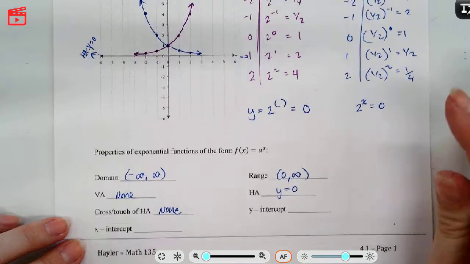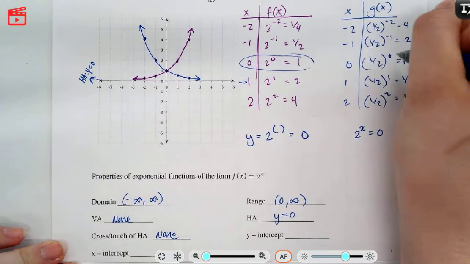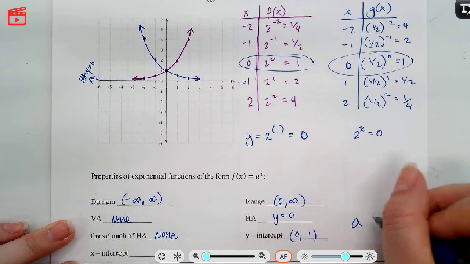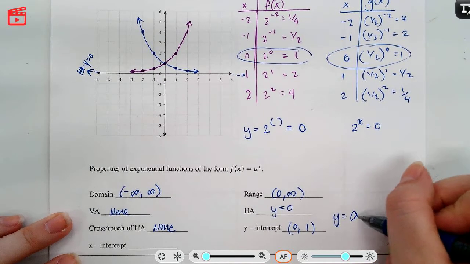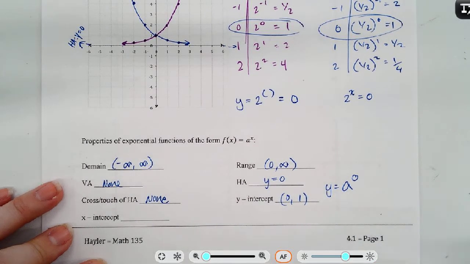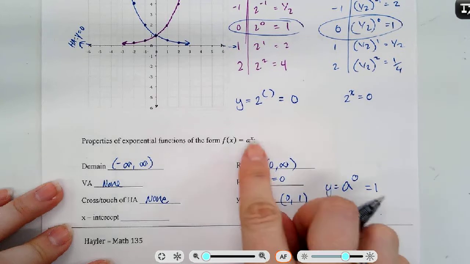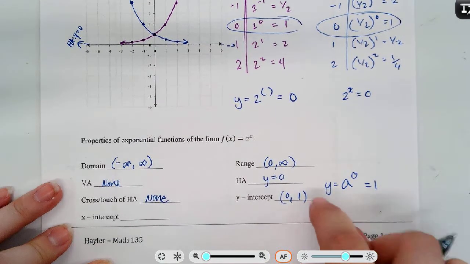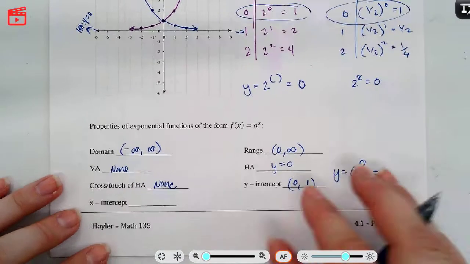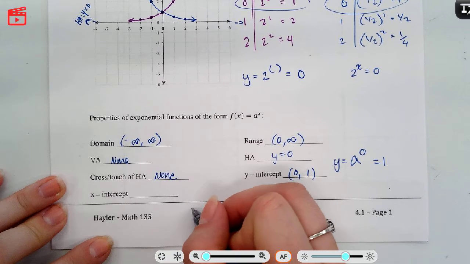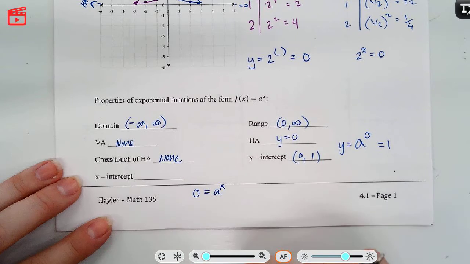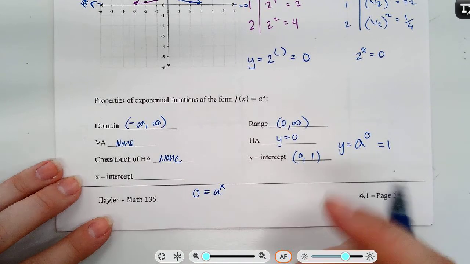Y-intercepts, do we have any? Well, right here: 0, 1. Because for the y-intercept, whatever your base is, remember, you're raising that base to 0. So regardless of what the base is, any number you raise to the 0 power is always going to be 1. So in the form of a to the x power, our y-intercept will always be 0, 1. And any x-intercepts? Remember, that's when we make y equal 0. Can we raise a to some power to get 0? No, it doesn't happen. So none.